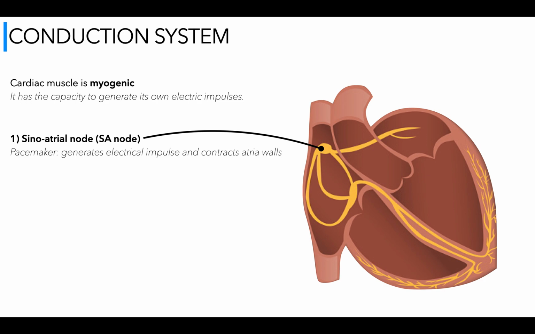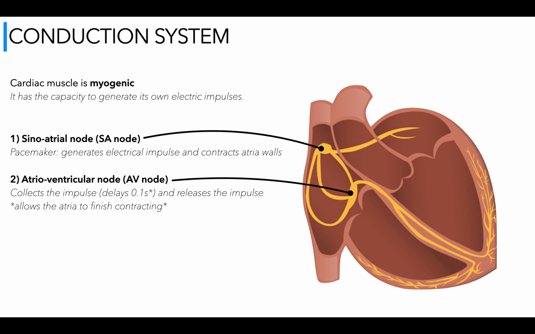Once this node generates these impulses and wants to send them through the walls, something needs to pick them up. That's the AV node, the atrioventricular node. We've heard of the atrioventricular valve, but this is the AV node. It's close to the center of all four chambers, around the atria and ventricles. It collects the impulse and delays it 0.1 seconds. Basically, it's allowing the atria to finish contracting.